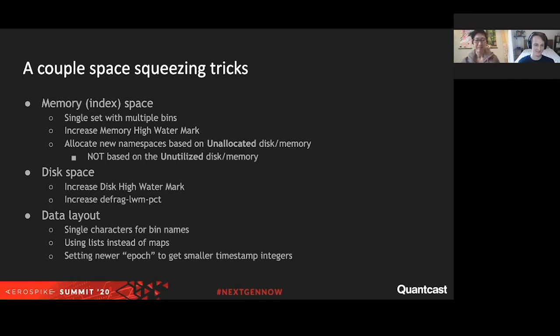So the defrag low watermark percentage is when Aerospike starts writing a full block, and then as the cluster goes on, some of those blocks get marked as not being used. So when that block hits that low watermark percentage, it gets scheduled for a defrag and gets combined with a bunch of other blocks to be rewritten as a full block.